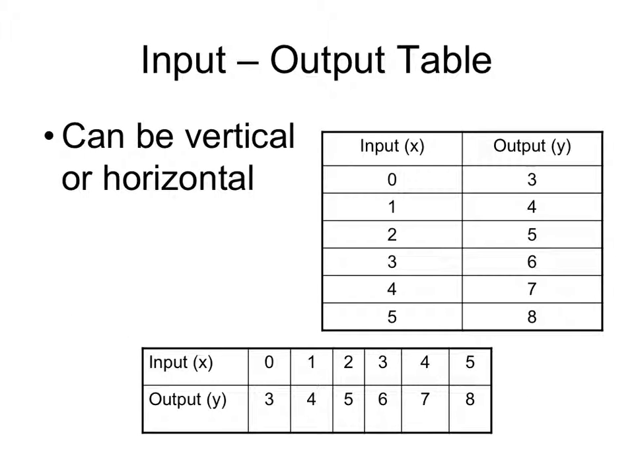Input-output tables can either be vertical or horizontal. Most of the input-output tables we have seen have been horizontal, but tomorrow we are going to use input-output tables in vertical because we're actually going to create them and go and graph.